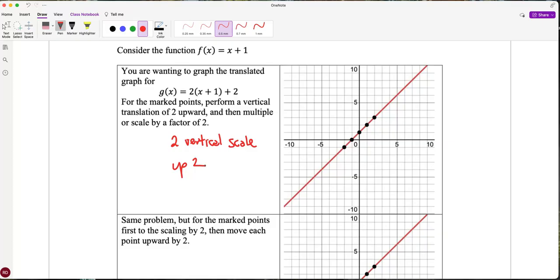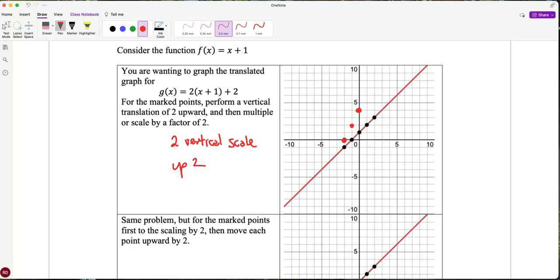So if you double, here I'm sitting at a 1. If you double that, you get a 2. Go up 2, you get a 4. Here I'm sitting at 0. Double that, you get 0. Go up 2. Negative 1. Double that, you're at negative 2. Go up 2, you're at 0.